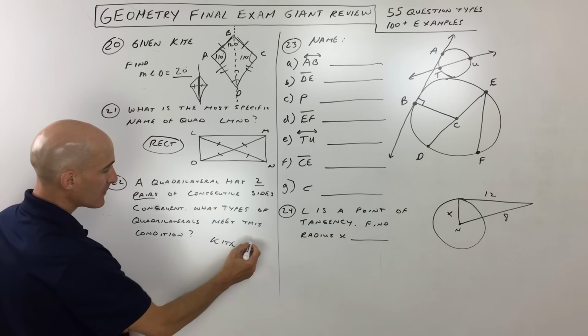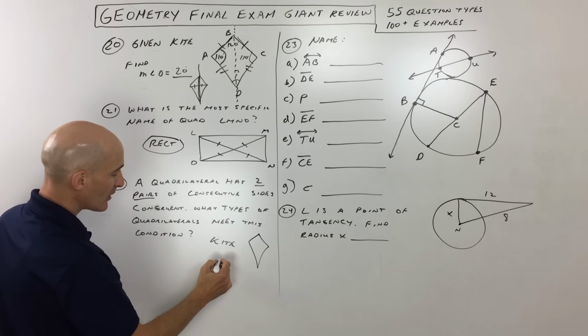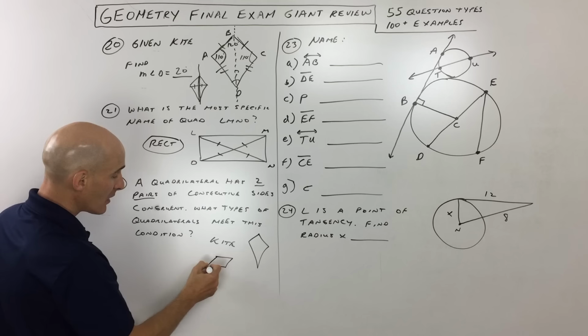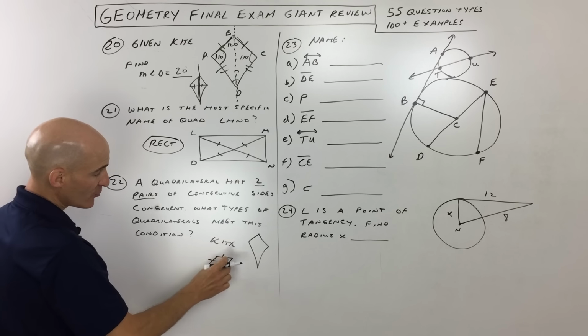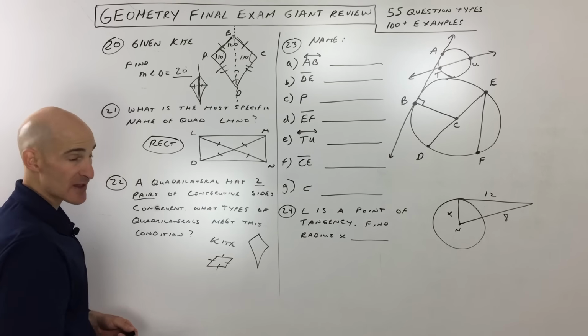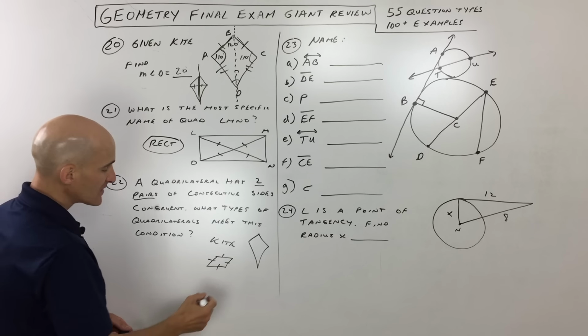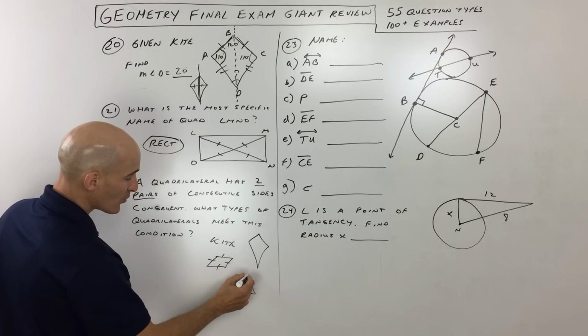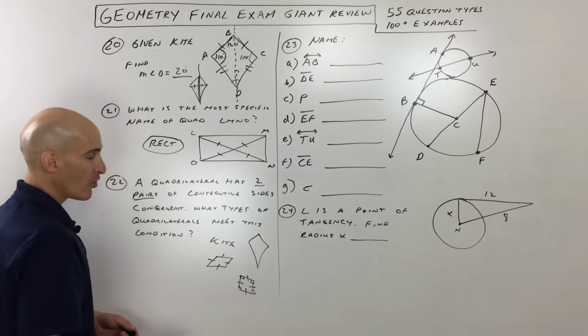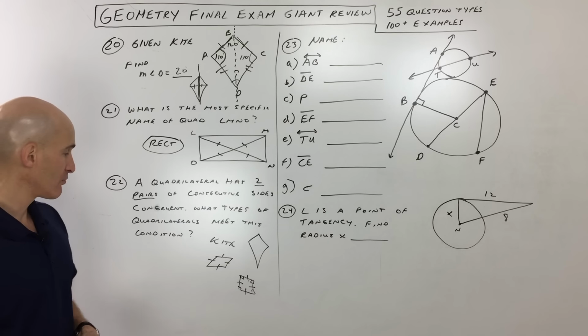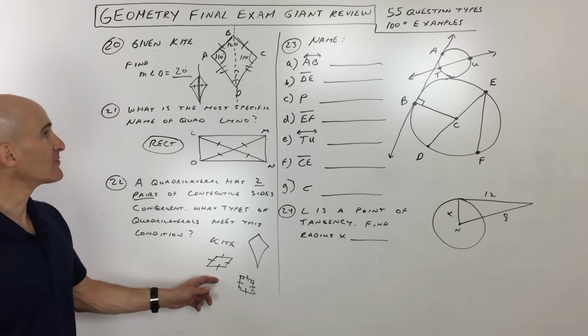What else? How about a rhombus? In a rhombus, all the sides are congruent. So you have these two pairs congruent and these two pairs congruent. So that would work. How about a square? Same thing for a square. You know that these are the same, these are the same. So those three would be pretty good. I think that's going to wrap that one up.